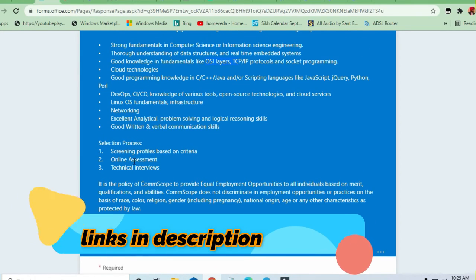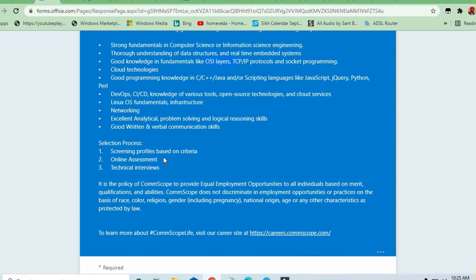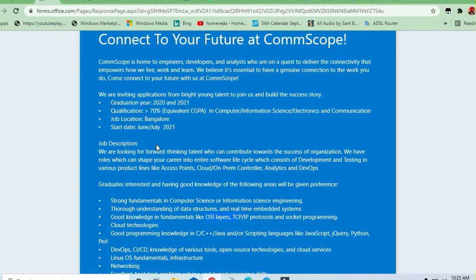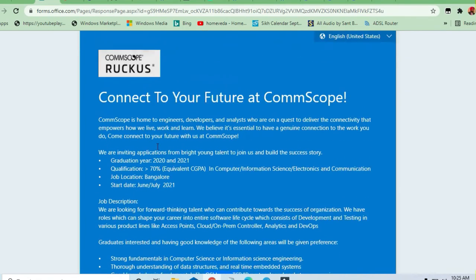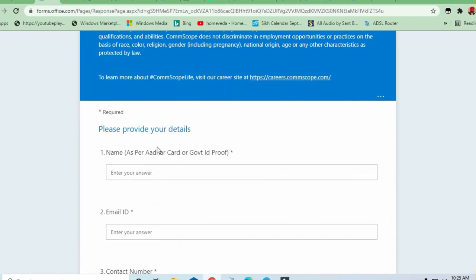For the selection process, they have asked for screening of profiles based on criteria. There will be an online assessment, then technical interviews, and after the technical interview there could be a final round. This is the most important round, where you will be eliminated if you are not qualified.